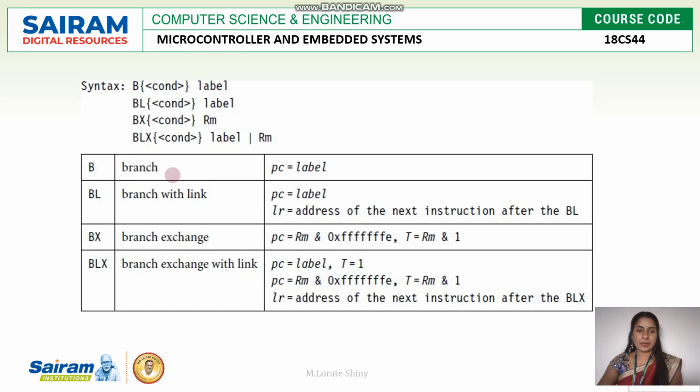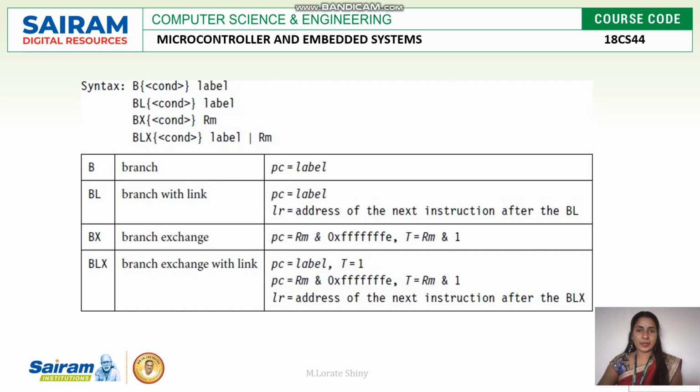If the instruction is branch, then the program counter gets the address directly from the instruction. If the instruction is branch with link, the program counter will get the address from the instruction, and the link register will get the address of the next instruction after the BL instruction.